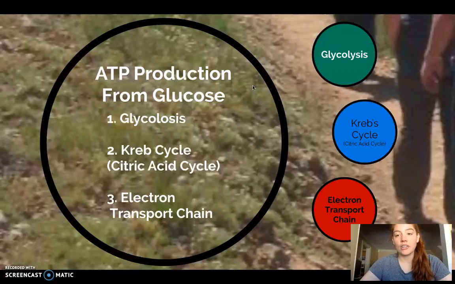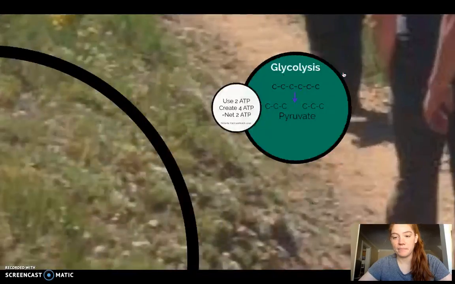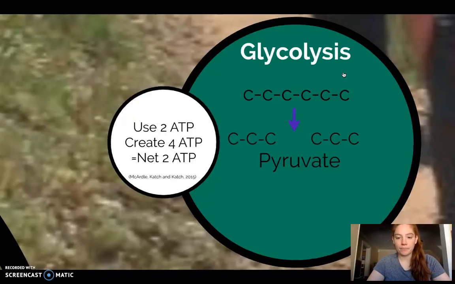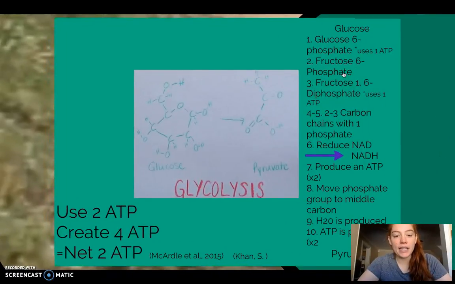Let's go ahead and start and look at glycolysis. All right, glycolysis is the breakdown of glucose to pyruvate. It's from a 6-carbon chain into 2 3-carbon chains. Glycolysis uses 2 ATP to get going, creates 4, so we net 2 ATP. We can see here as a diagram, on the left we have glucose, and on the right we have pyruvate. That's where we're trying to get to start our next step.